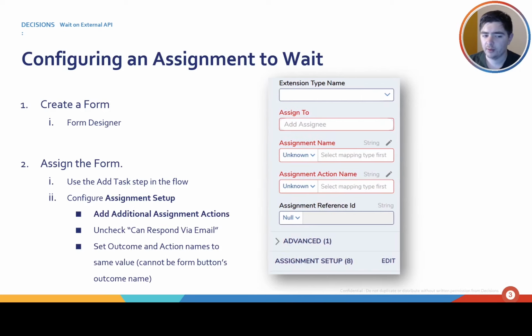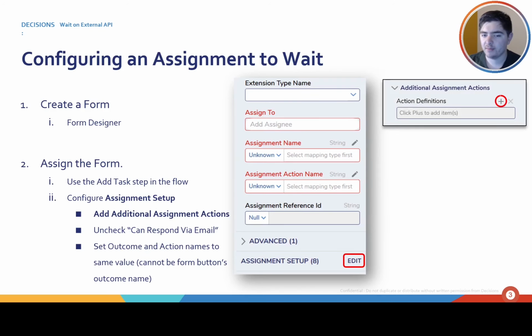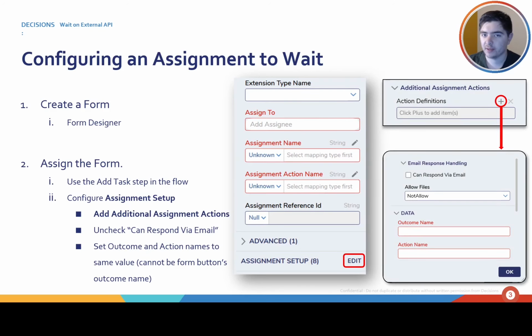Then from here, you want to add additional assignment actions, which will be under the assignment setup category. These actions you want to make sure cannot be responded to via email, and set the outcome name and the action name to be the same set of characters. The same phrase, the same string, as long as they are identical. You can set this up with as many actions as you want the external system to be able to perform. Maybe you have a simple accept or reject. Maybe you have a different set of actions that you want to configure here. This is going to be where you set those up.